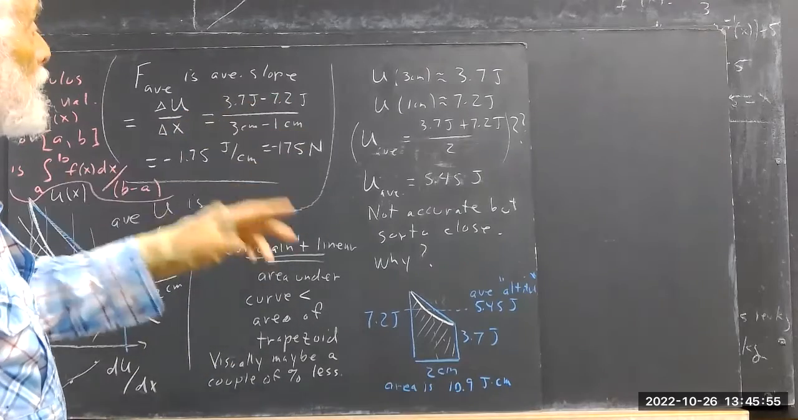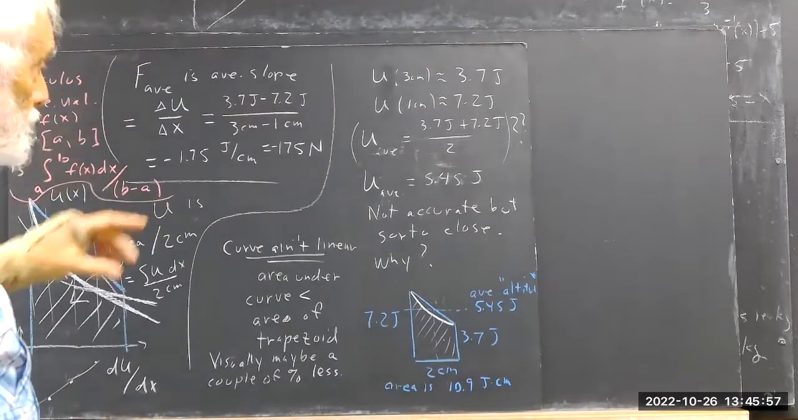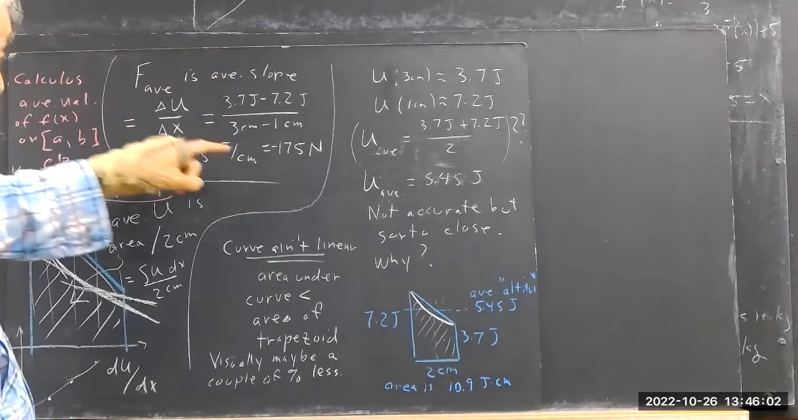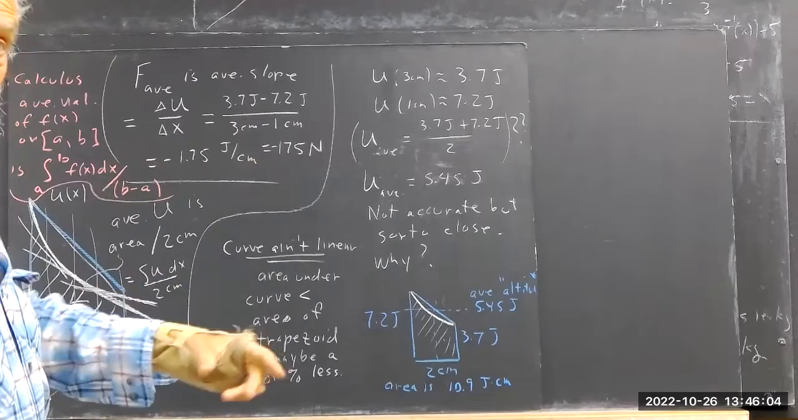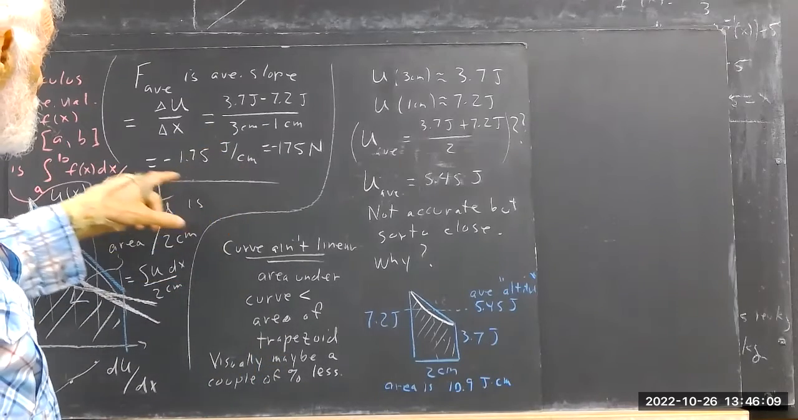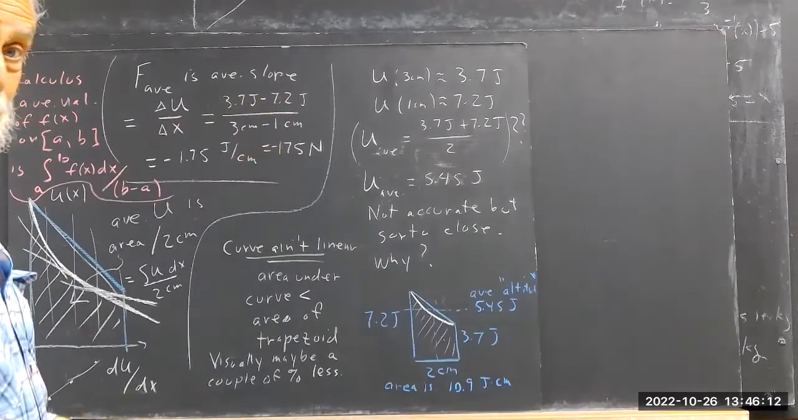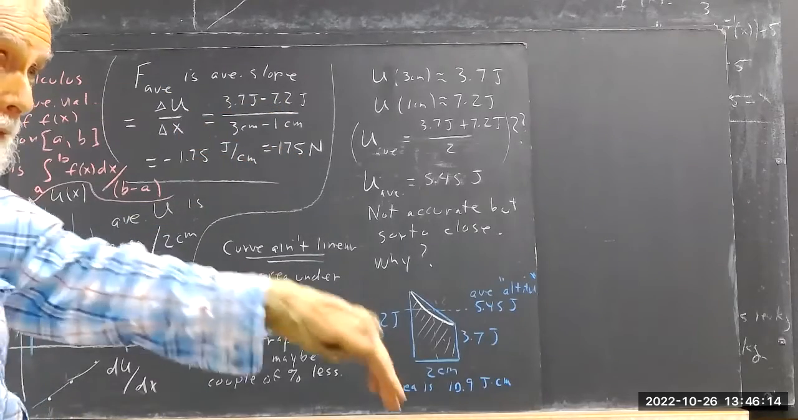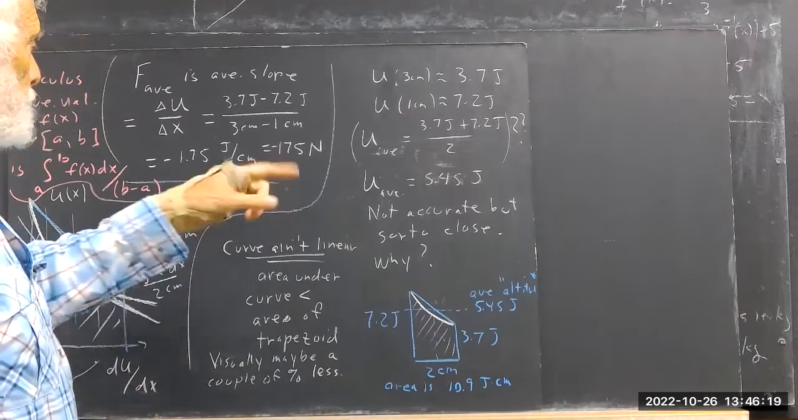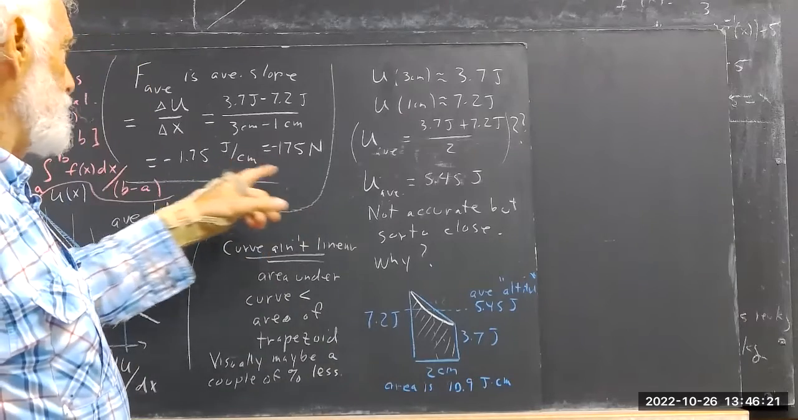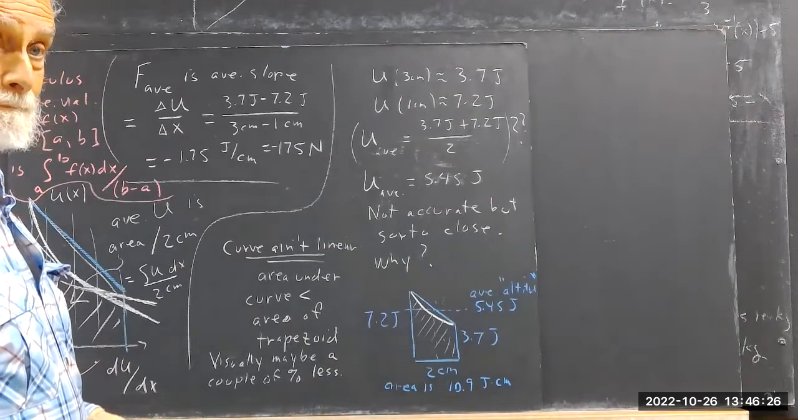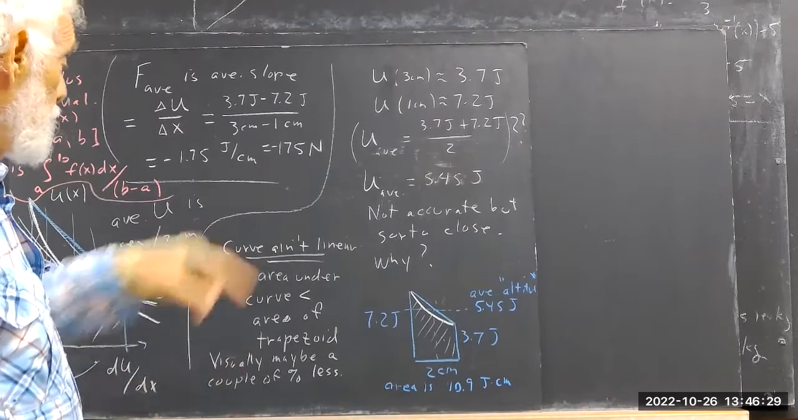You just give the estimates of U at 1 centimeter and U at 3 centimeters. Subtract them. Subtract the X values to get the delta X. Divide it, we get negative 1.75 joules per centimeter. It's negative because this is greater than this. And it better be negative because the curve is downward too. Slope, the average rate of change is what it is. And then that converts easily to negative 175 newtons. Okay. So there's your average force.